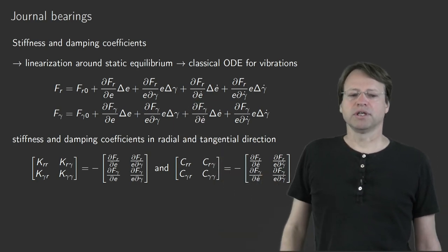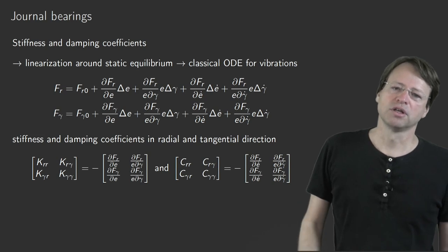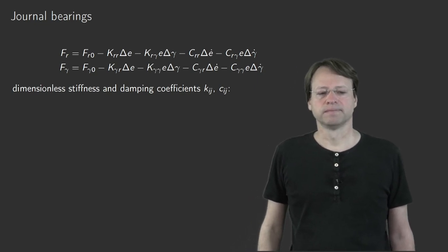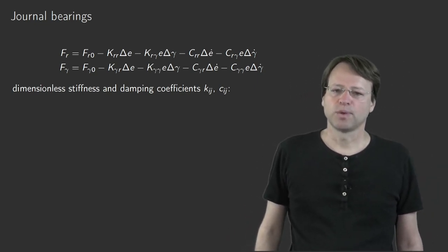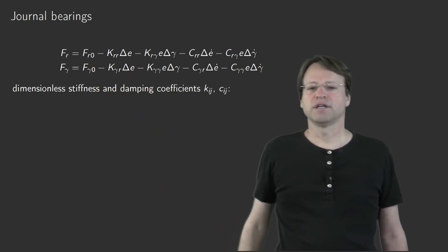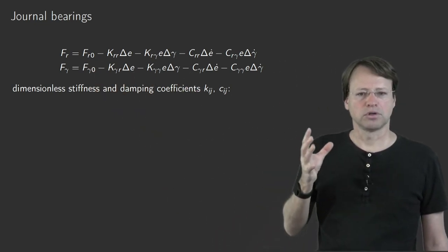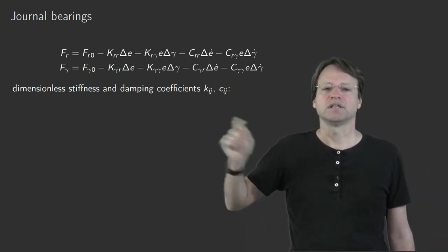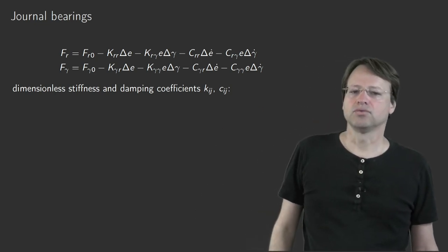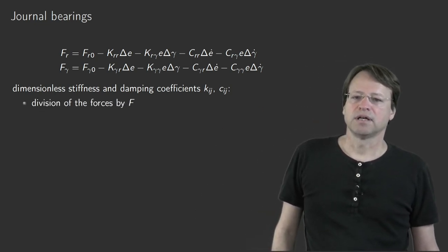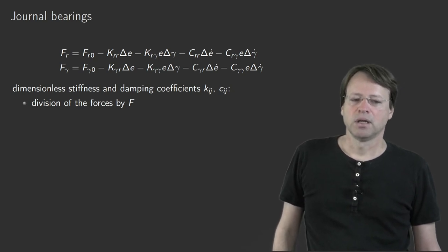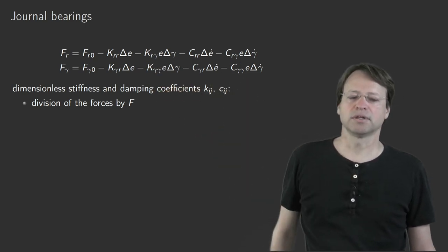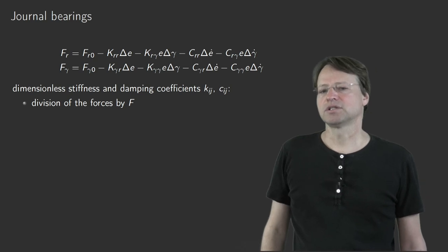Now we did most of the computations in dimensionless form. So therefore the question is, what would be the appropriate dimensionless stiffness and damping coefficients here? Well, in order to obtain dimensionless quantities, we have to divide that equation by a reference force. And the only reference force we have is that force F that entered the static equilibrium, usually assigned to dead load. So we divide by F. We introduce then dimensionless perturbations here because these are dimensional quantities.